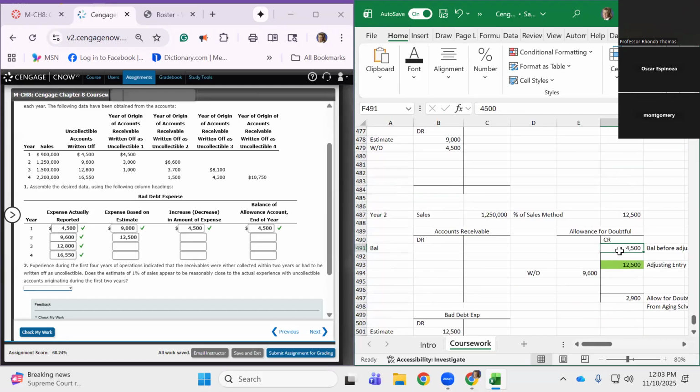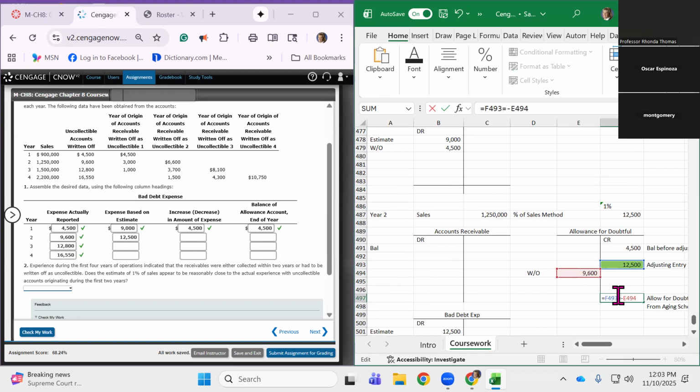We've got to remember that 4,500 is sitting up there and we're making a new adjustment based on 1% of sales. So 1% is 12,500. So that amount's going in here. And then they wrote off 9,600. So here's what we need.